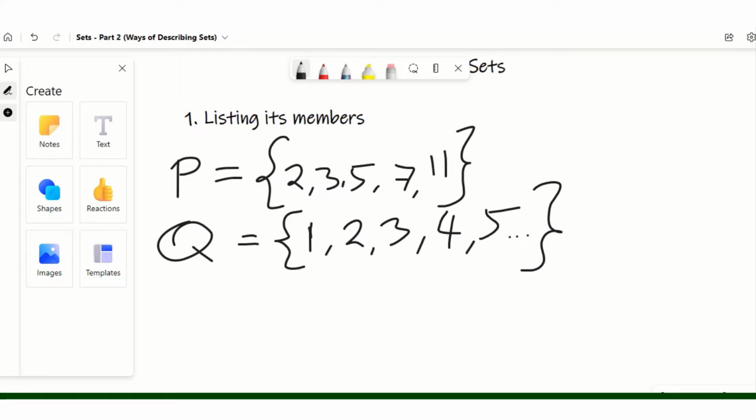So basically, the ellipsis represents all the members that have not been listed. When you see a set with the 3 dots, it means that there are other members that have not been listed. To know them, you look at the pattern of the members. This is 1, 2, 3, 4, 5, so it continues 6, 7, 8, 9, 10 in that order. Alright, so let's move on.